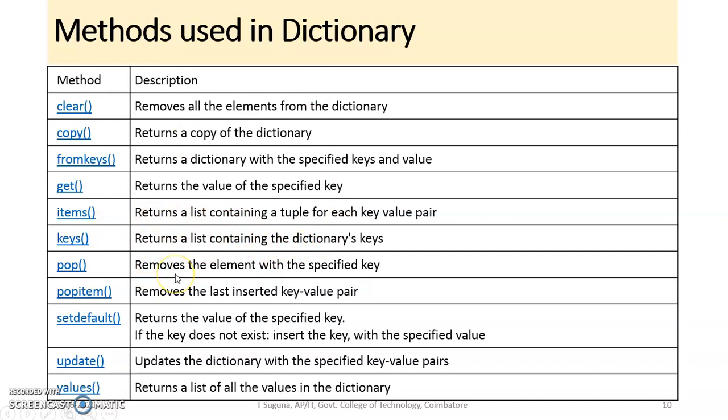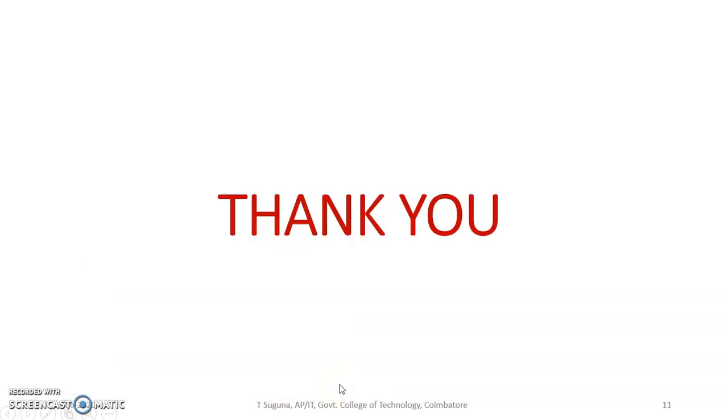Pop removes the element with the specified key. Popitem removes the last inserted key value pair. Setdefault returns the value of the specified key. If the key does not exist, it inserts the key with the specified value. Update updates the dictionary with the specified key value pairs. Values returns a list of all the values in the dictionary.